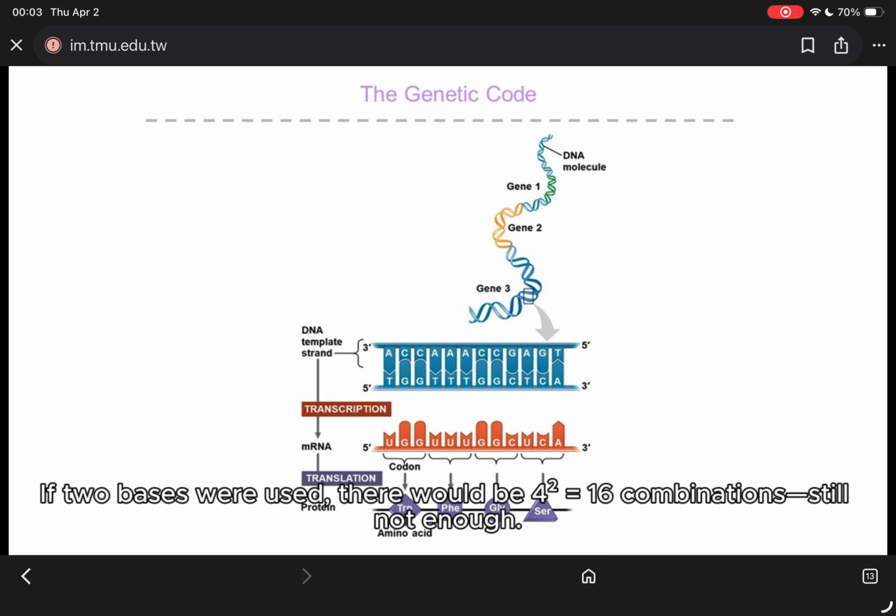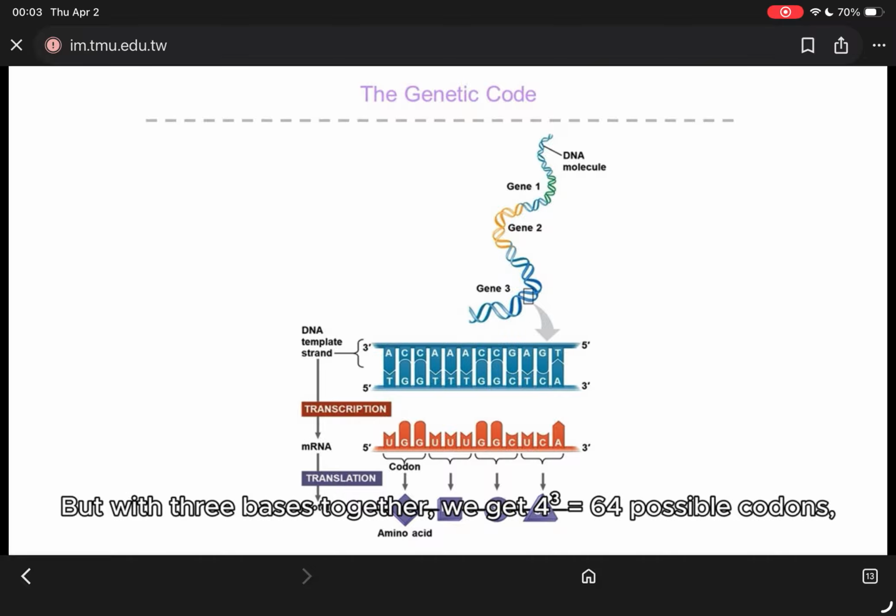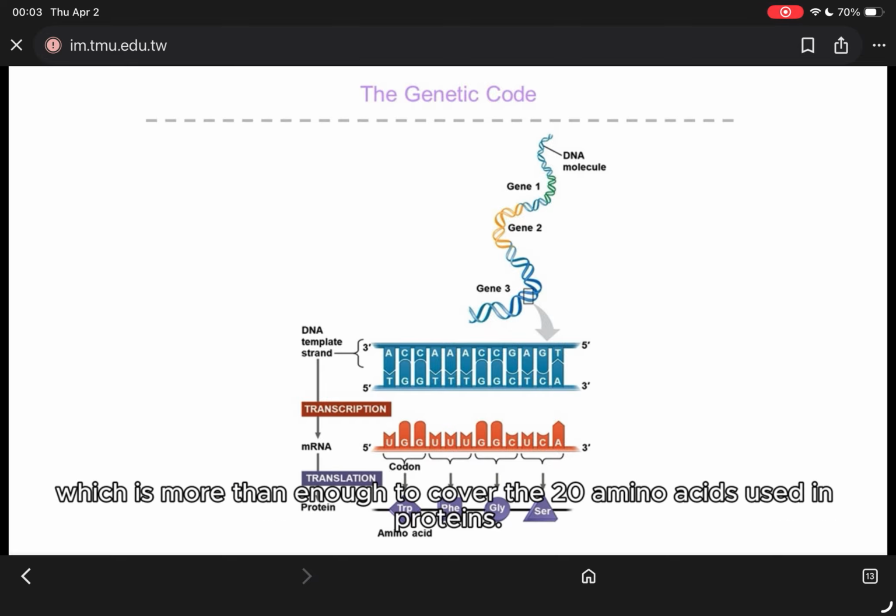If 2 bases were used, there would be 4 squared equals 16 combinations, still not enough. But with 3 bases together, we get 4 cubed equals 64 possible codons, which is more than enough to cover the 20 amino acids used in proteins.